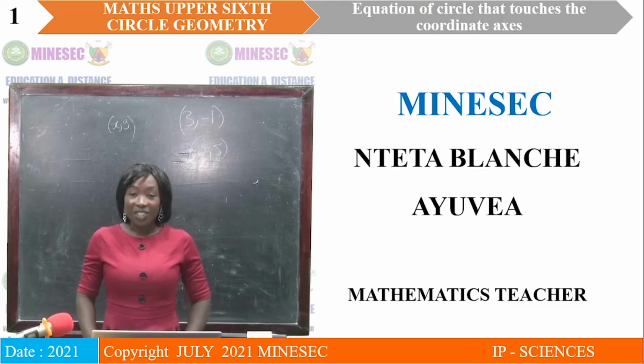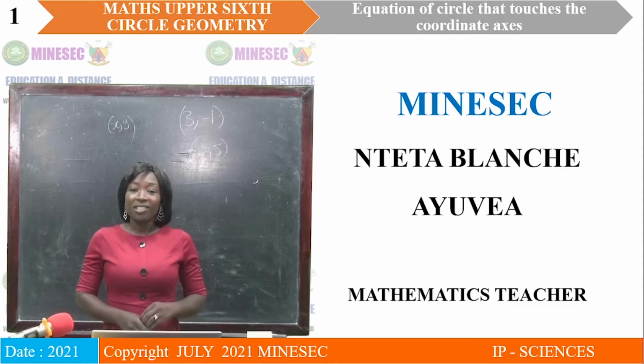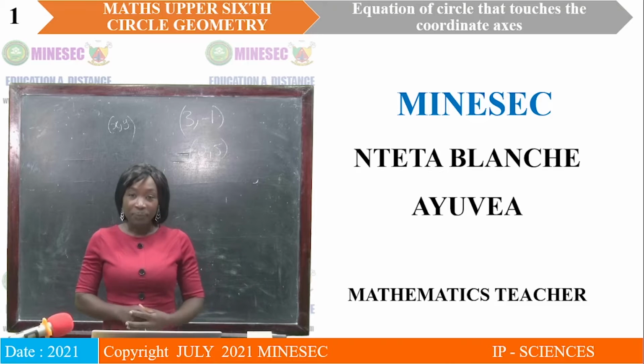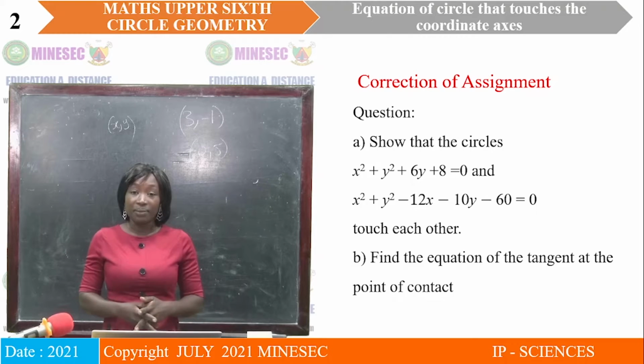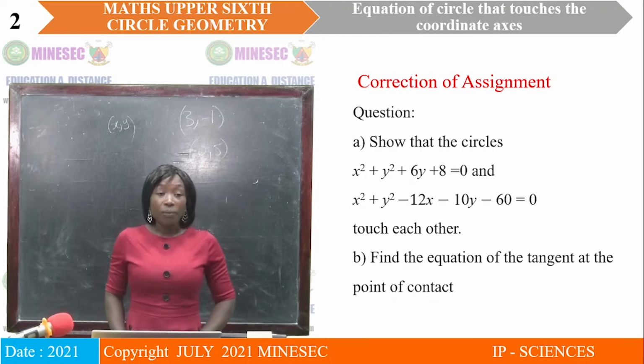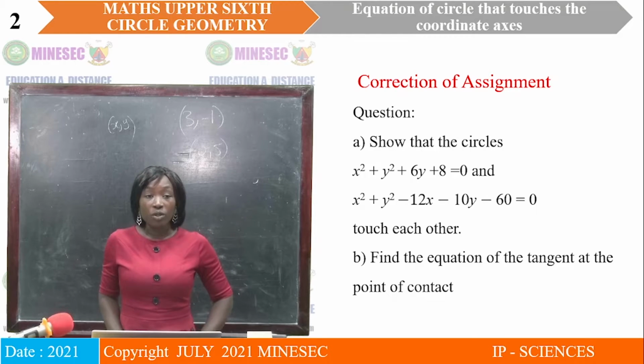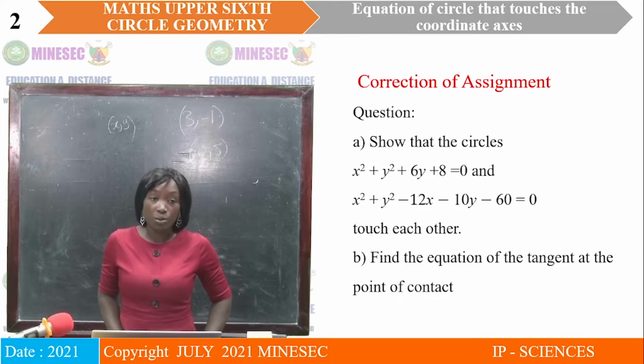Welcome to this learning session. This is your mathematics teacher, Teta Blanche Ayuvia. And we will begin the lesson of today by looking at the correction of the previous lesson. We read the question. Show that the circles x squared plus y squared plus 6y plus 8 equal to 0 and x squared plus y squared minus 12x minus 10y minus 60 equal to 0 touch each other. Find the equation of the tangent at the point of contact.